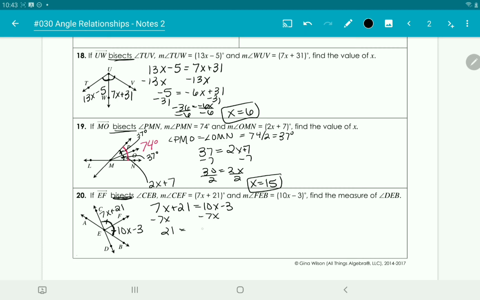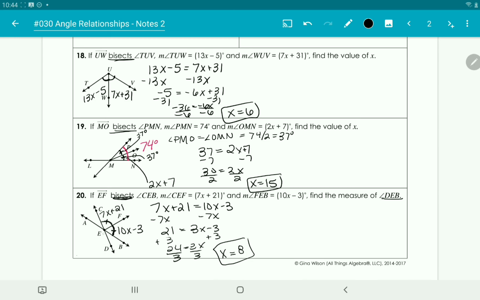We get 21 equals 3x minus 3. We can add 3 to the other side. It's 24 equals 3x. Then if we divide by 3, it gives us that x is equal to 8. But it's not asking us for x this time. It's a horrible 8, but it's not asking us for x. It is asking us for angle DEB.